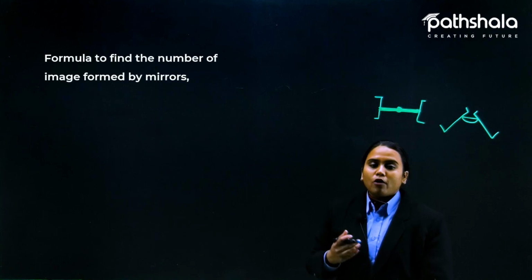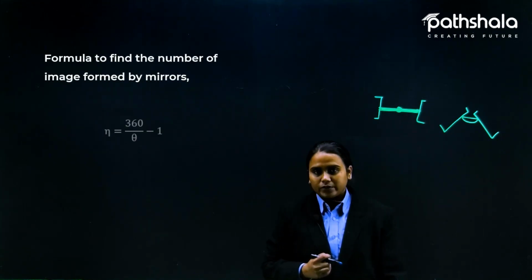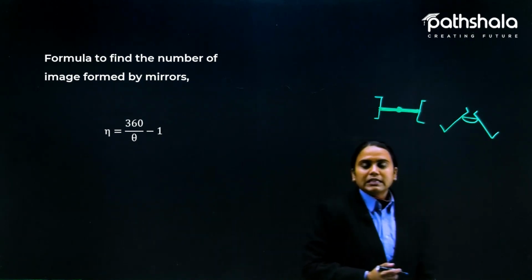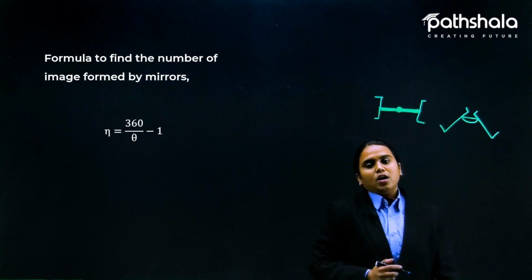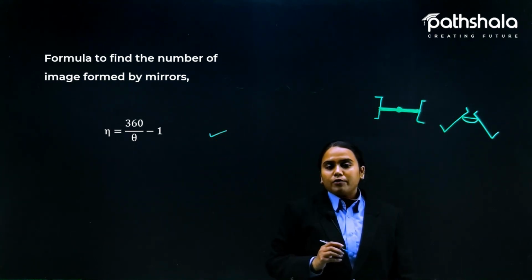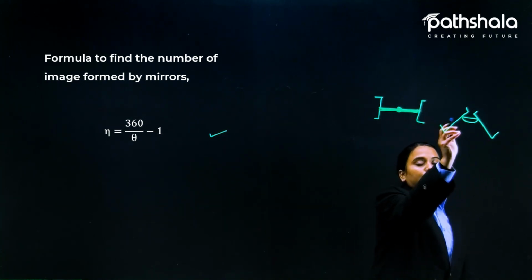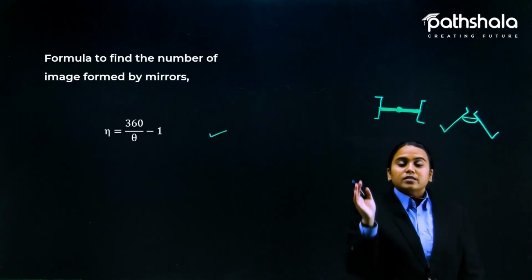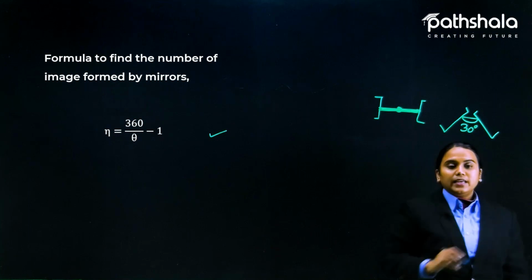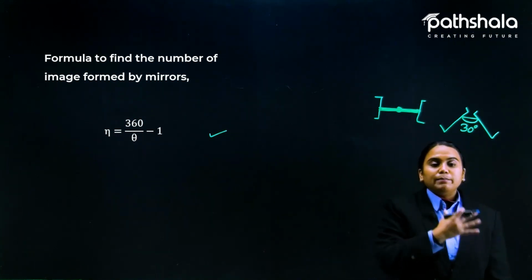Okay, so here is the formula to find the number of images formed by the mirrors. That is n, the number of images, equals 360 divided by theta, minus 1. Okay students, so this formula works for the number of images. Suppose there are these 2 mirrors, situated in this direction, and let's suppose there is a 30-degree angle between them. Now we need to find how many images are formed.